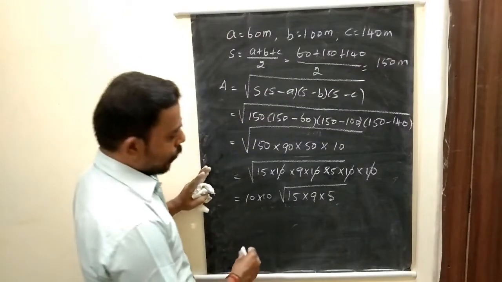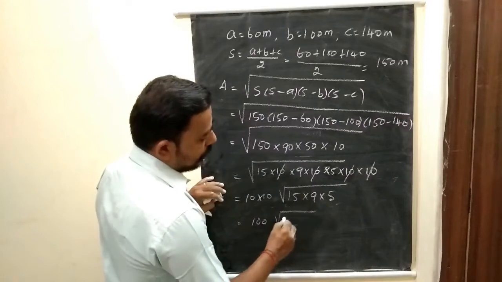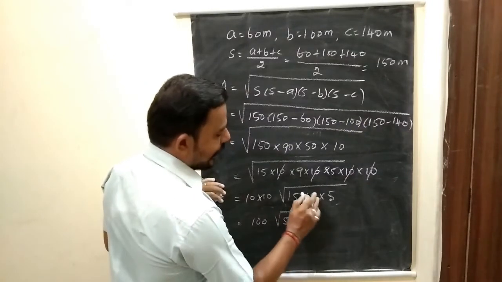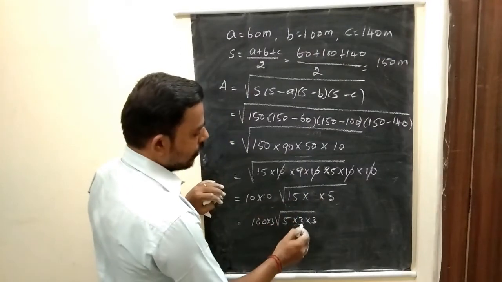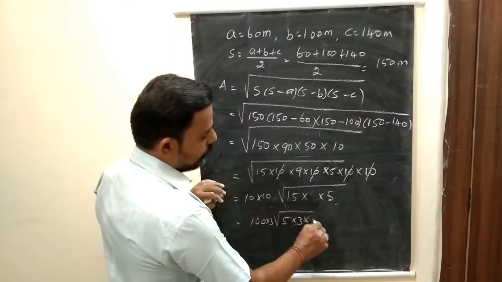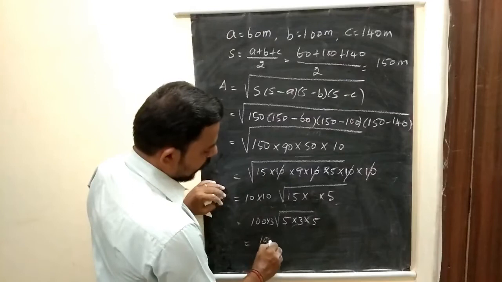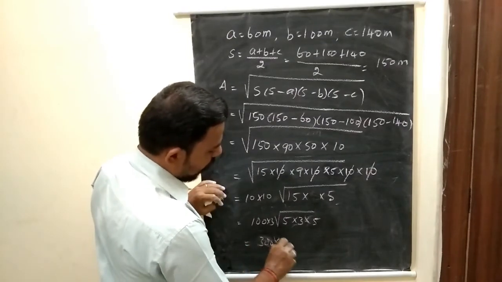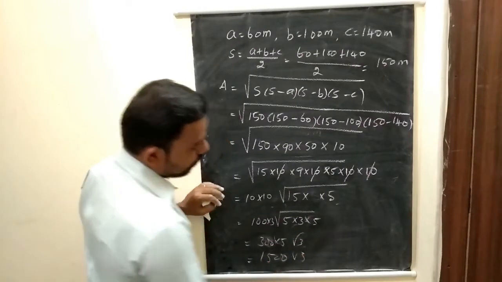Now we can split once again. 10 into 10, 100. Now there is 15, 5 into 3. For 9, we can take it directly, 9 is a perfect square number. Now we can take 3. For this 5 we can write one 5. So 100 into 3 into 5, remaining root 3. This is 1500 root 3.